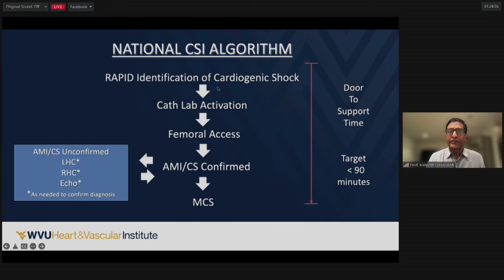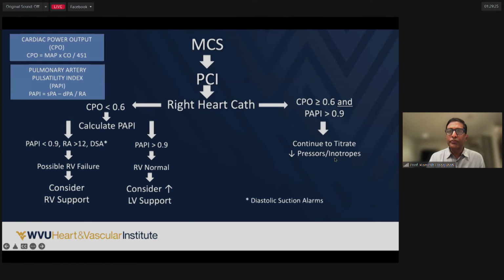In the National Cardiogenic Shock Initiative algorithm from the United States, looking at about 80 centers from 29 states and enrolling about 400 patients: rapid identification of cardiogenic shock, cath lab activation, femoral access, confirm acute MI and cardiogenic shock with left heart cath, right heart cath, and echocardiogram as needed, and placing a mechanical circulatory support. The whole strategy depends upon door to support time with a target of less than 90 minutes, not door to balloon time.